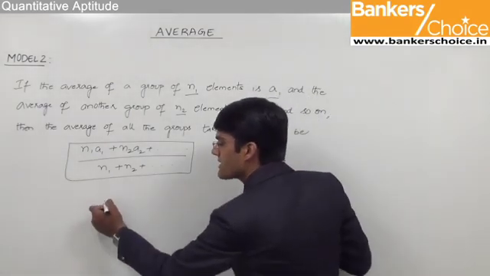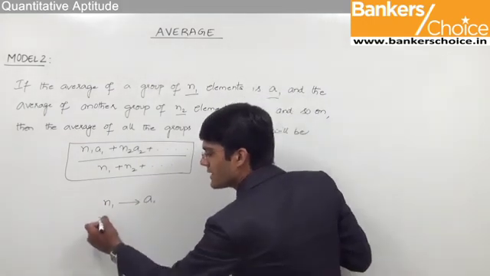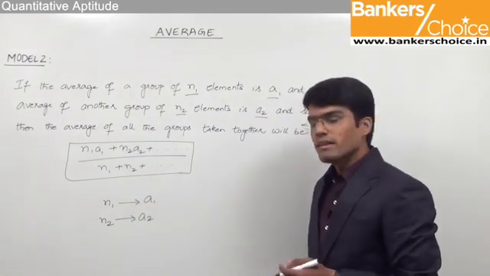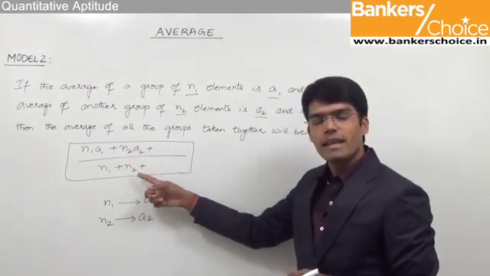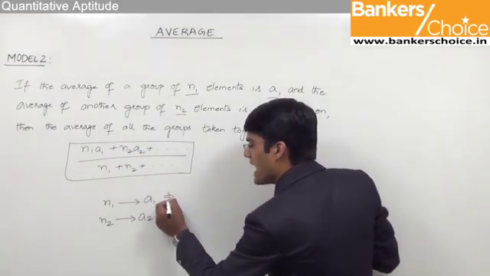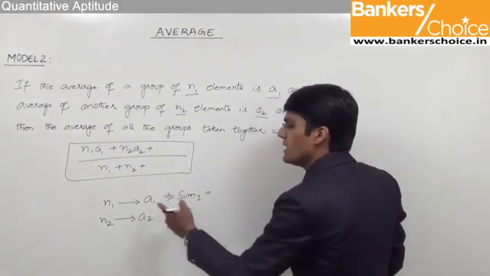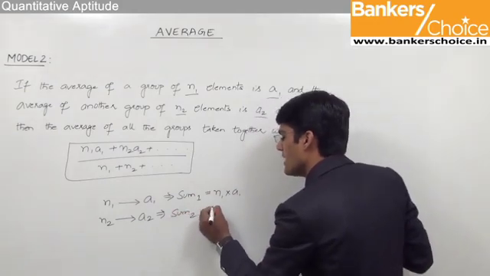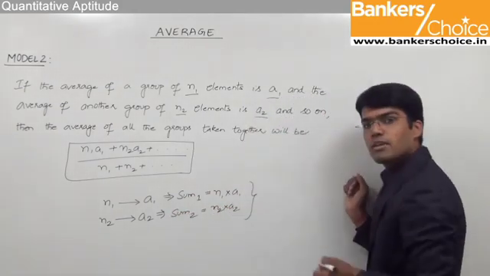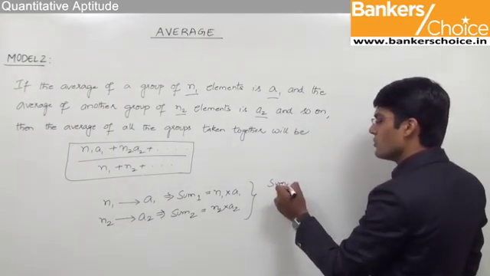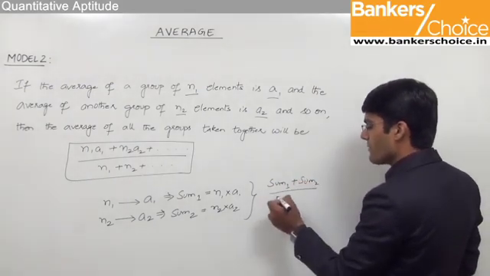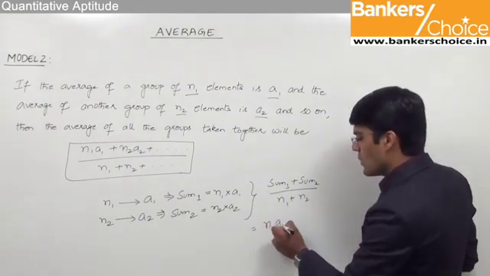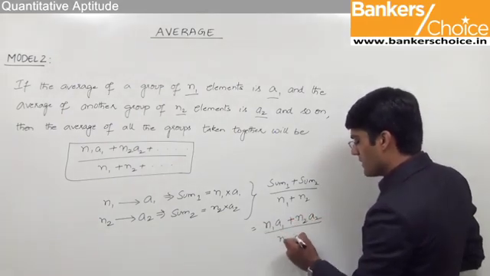Let's say there is a group of n1 persons where the average age is a1 and there is another group of n2 persons where the average age is a2. So the combined average for both the groups together can be taken as n1a1 plus n2a2 divided by n1 plus n2. This happens because we know that the sum of all the elements in the first group should be equal to the number of elements into the average. So n1 into a1. Similarly, the sum of the second group should be equal to n2 into a2. And the combined average for both the groups together should be equal to the sum of the first group plus the sum of the second group divided by the number of elements in the first group, that is n1, plus the number of elements in the second group, that is n2. So this can be taken as n1a1 plus n2a2 divided by n1 plus n2.